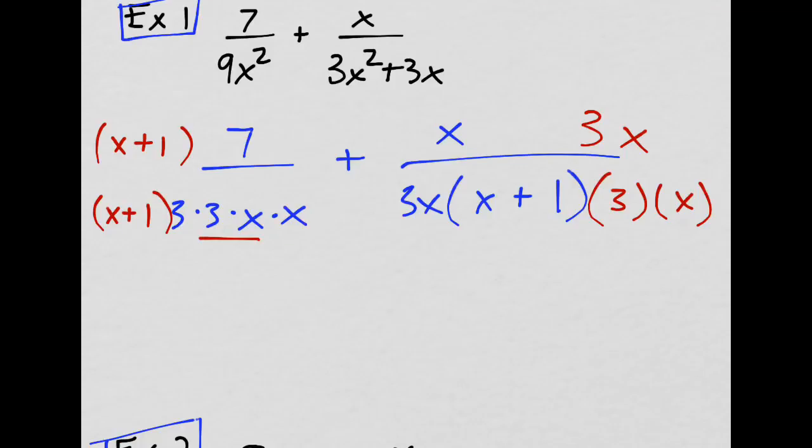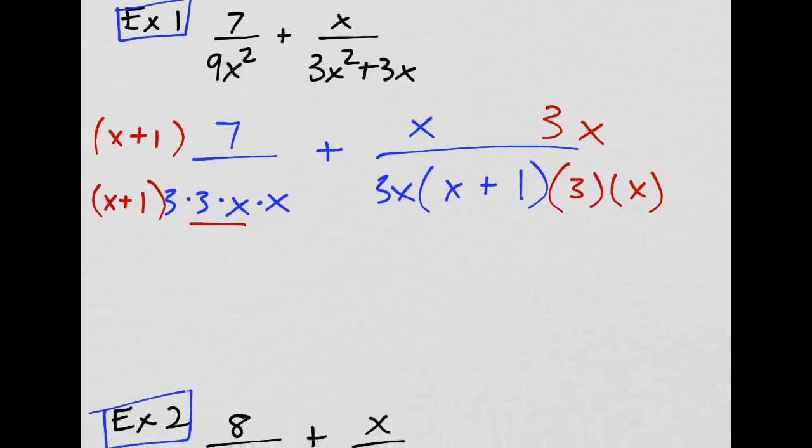I first factored the denominator. Step 1, factor the denominator. Step 2, compare the two denominators and see what's missing. Whatever's missing, you just multiply on in the top and bottom. And then you do the same to the other fraction. Step 2 one more time.